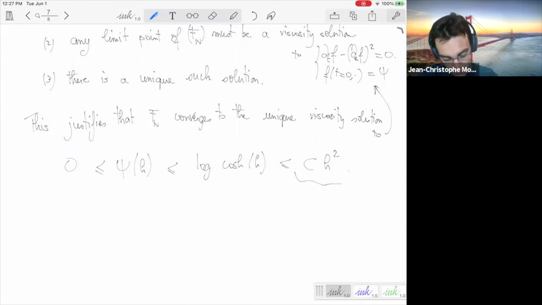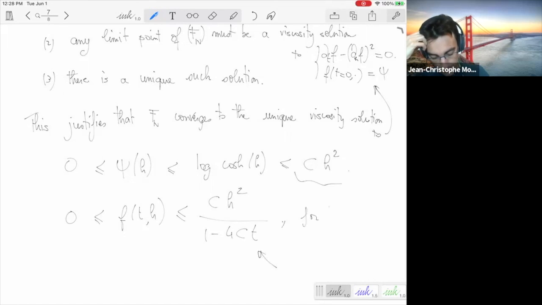So if you do that, you find that 0 is smaller than f of th is smaller than ch squared over 1 minus 4ct. Okay, so this I derived using the comparison principle and observing that for t smaller than 1 over 4c, this is a smooth solution to the equation.